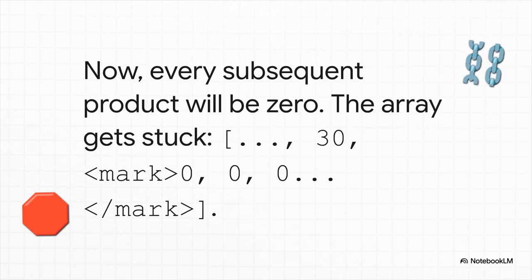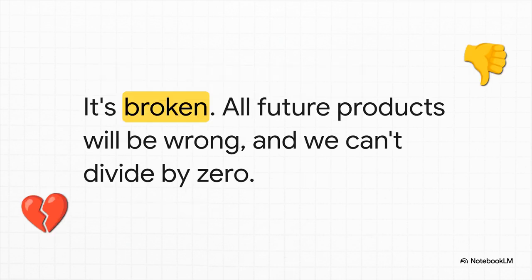From this point on, every new number we add will be multiplied by the last element, which is 0. So if a 5 comes in, 0 times 5 is 0. Then a 4 comes in, 0 times 4 is 0. The 0 acts like a poison, just wiping out all future information. Yeah, it's completely broken. Our whole clever system is useless now. We can't divide by 0, and all our future products are wrong anyway. We've lost all the useful information we had.